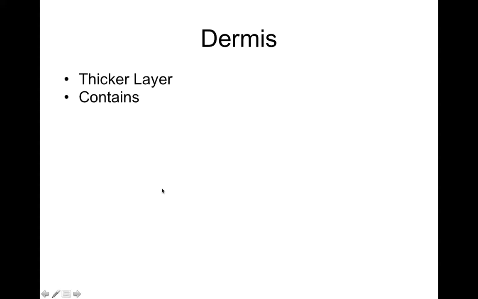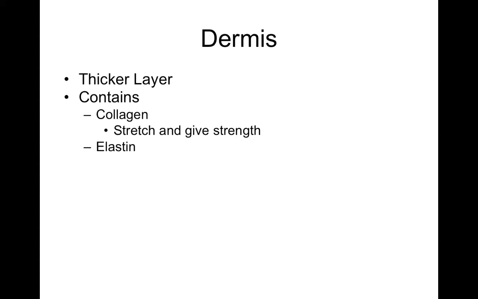Okay, the dermis is the thickest layer. It has collagen in it, and if you remember from the tissue unit, collagen gives a lot of strength to the tissue. It also gives it some stretch, but the strength comes in that you can pull the skin and it doesn't pull apart. And then the elastin is what gives it more of the stretch.